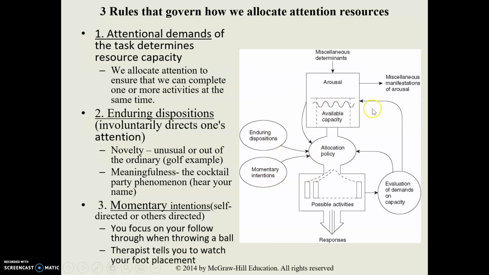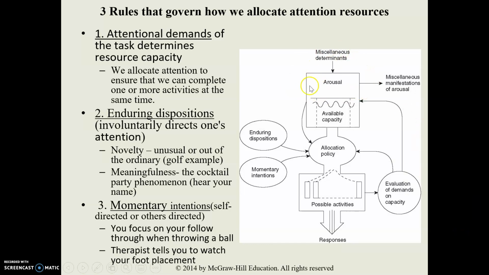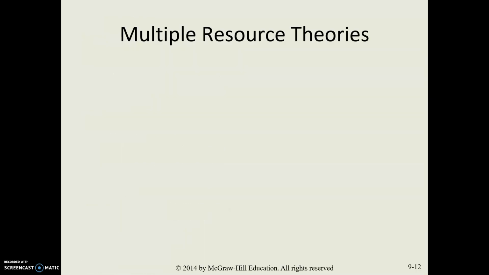So Kahneman, as you look at his model, he talks about the arousal level. He then also talks about what governs or regulates your attention. How do you decide on what to allocate? How much attention you're going to pay to any one demand on you? And you're going to make an evaluation. There's going to be some enduring dispositions and momentary intentions. So that's that part of his model.